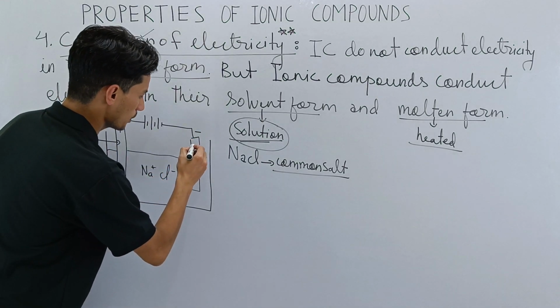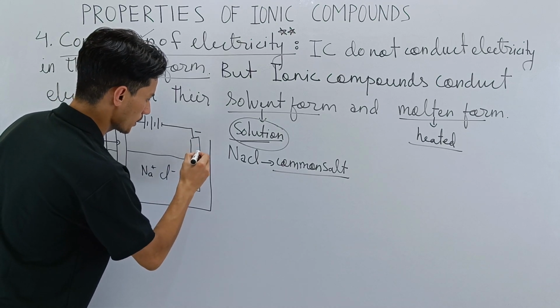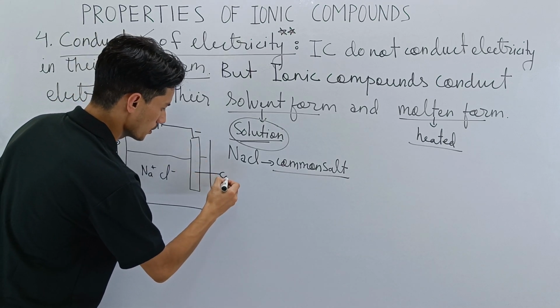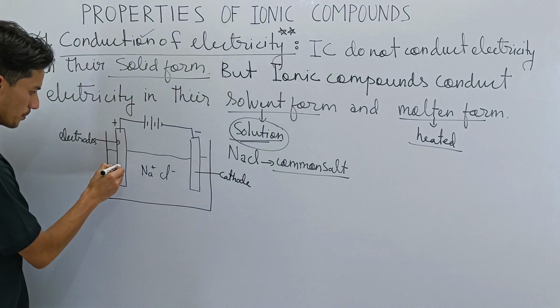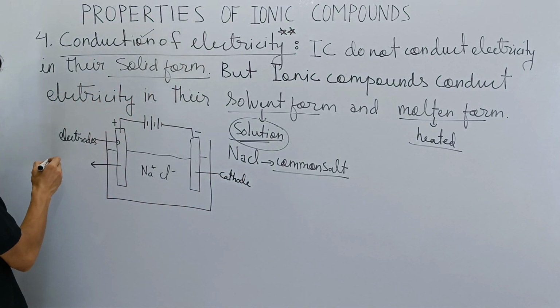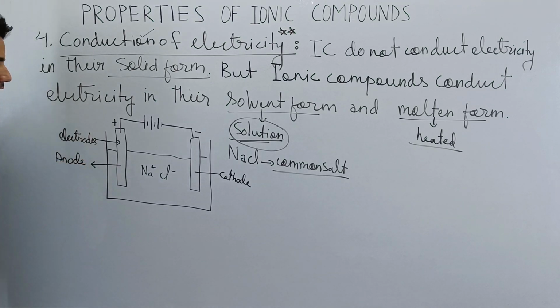The minus is the cathode, so this becomes the cathode. Let's write cathode here. This is the cathode. And then this is the positive terminal, so this is the positive electrode. So this becomes the anode. The positive electrode is the anode.